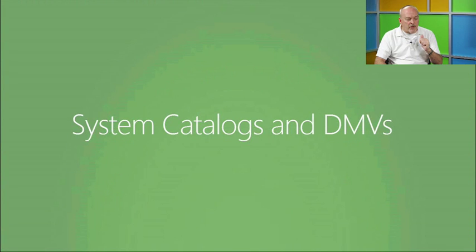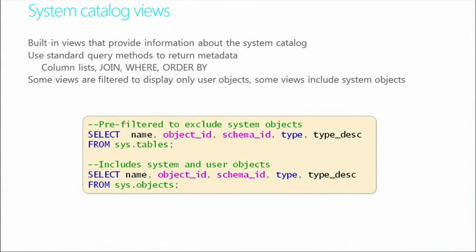So let's go ahead and move into system catalogs and DMVs, dynamic management views. System catalog views are built-in views that give you information about the system catalog, oddly enough, right? You can use any standard query method to return metadata. You can look at column lists, you can use joins, WHEREs, ORDER BYs, and some of these views are filtered so that they display only certain objects for you.